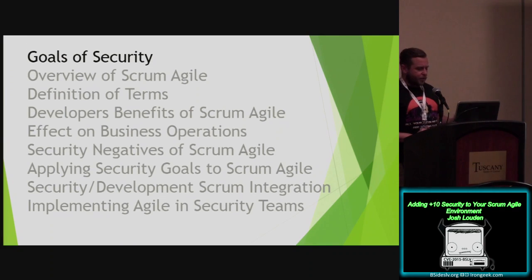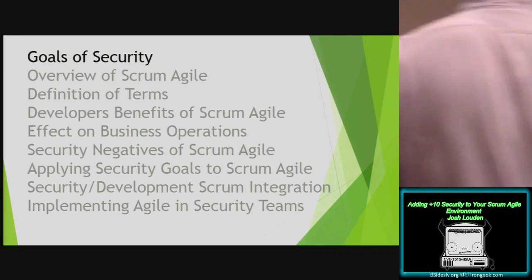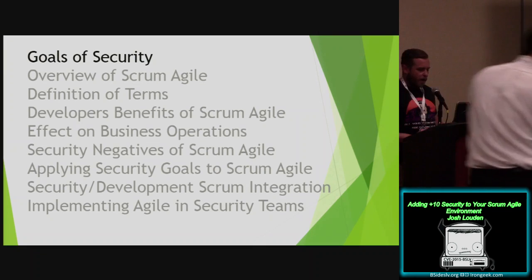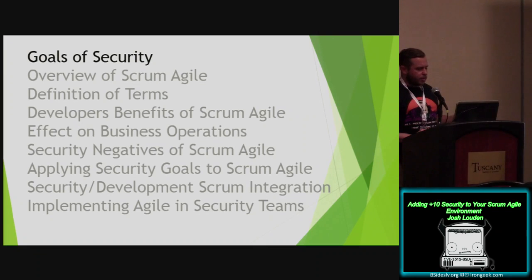How does Scrum Agile benefit developers? What are the effects on business operations? If development teams and security teams work together and can't achieve their goals, what happens? The security negatives in a Scrum and Agile development, so there are things that might not actually work. So given our original goals, how do we actually apply those security goals to Scrum? And then I'll discuss the security development Scrum integration. So how do we start to integrate development and security together? Then finally, implementing Agile and just strictly Scrum teams.